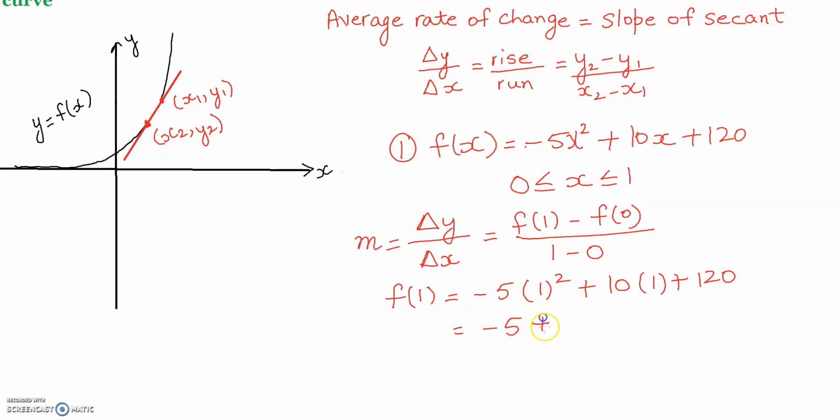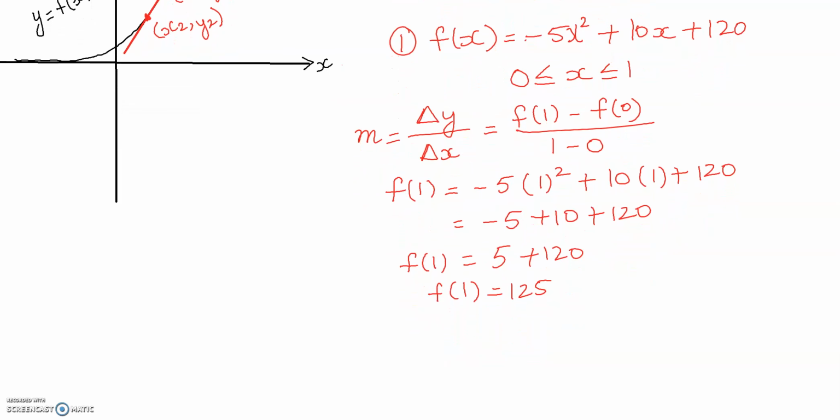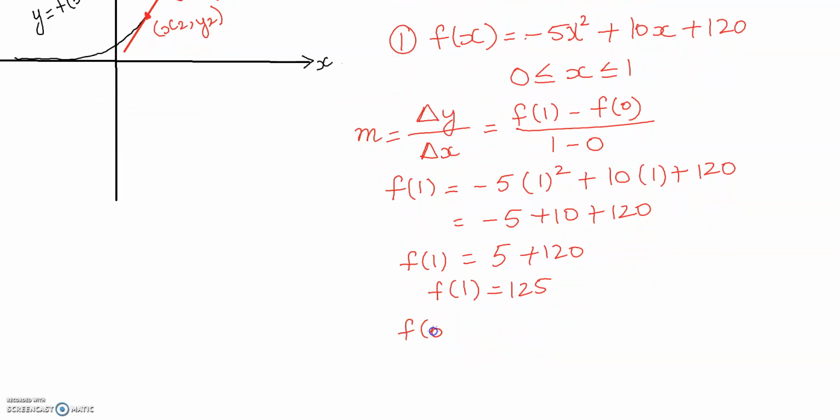This will give me minus 5 plus 10 plus 120. When I combine the first two terms, minus 5 and 10 will give me 5, plus 120. So f of 1 is equal to 125. Similarly, I will solve for f of 0, and I will take the same equation, but instead of x, I will substitute 0. And everything else remains the same. Therefore, f of 0 will give me 120.